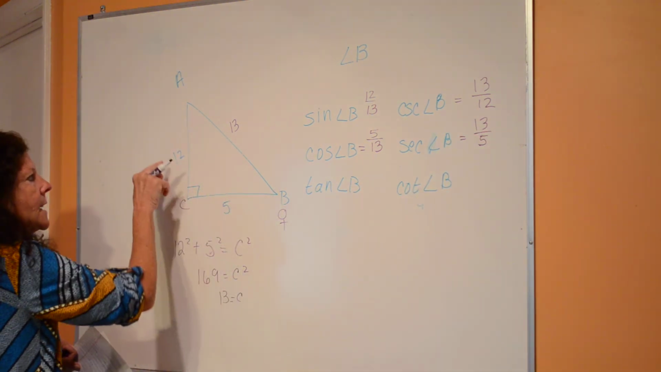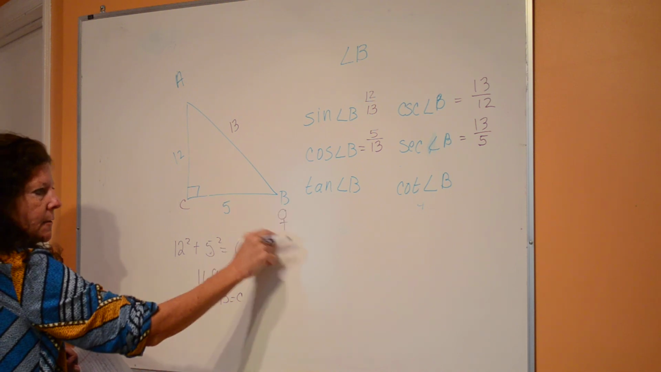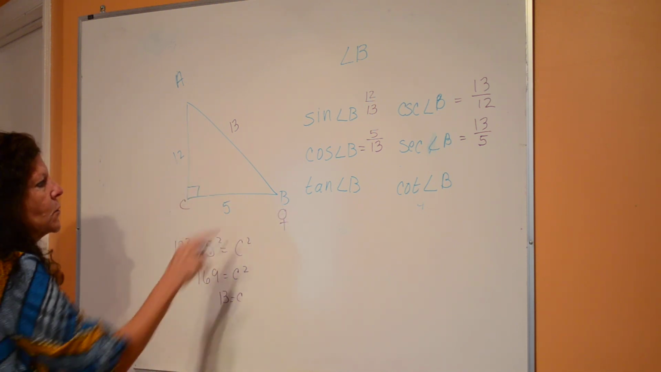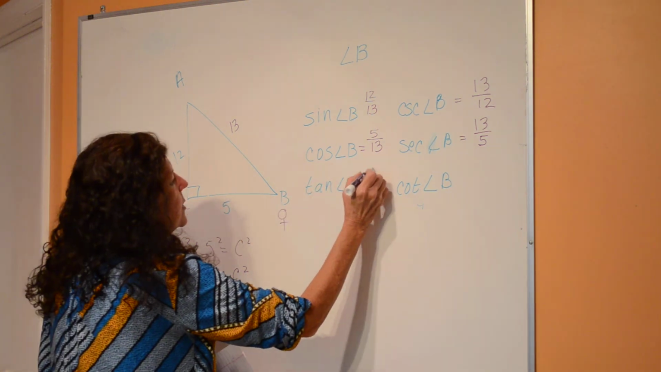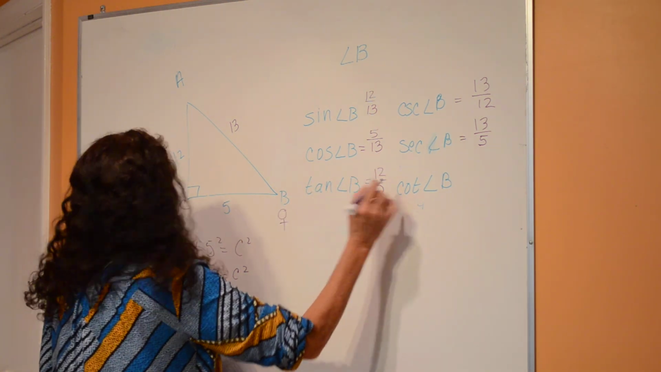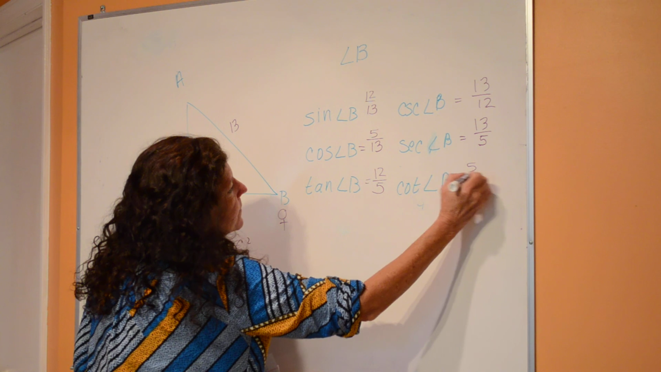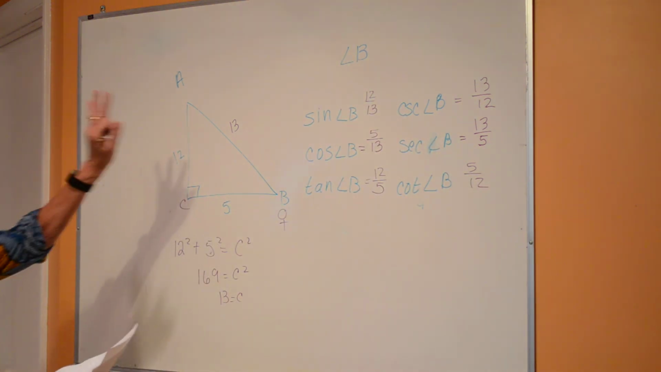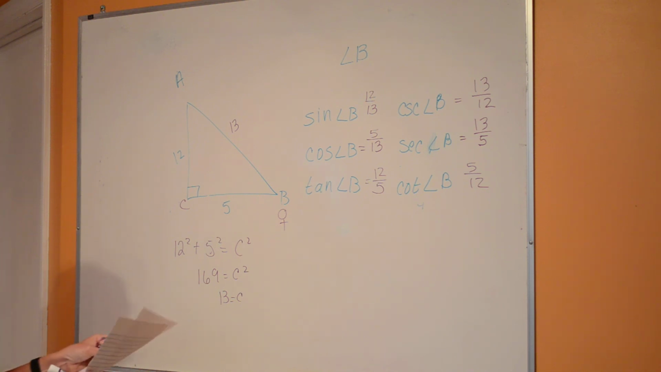The tangent is opposite over adjacent. I'm standing right here, so this is the opposite. This is adjacent. Adjacent means right next to it. So it's 12 over 5, or when I reverse it, it's 5 over 12. So that's your 6 trigonometric functions based on that triangle.